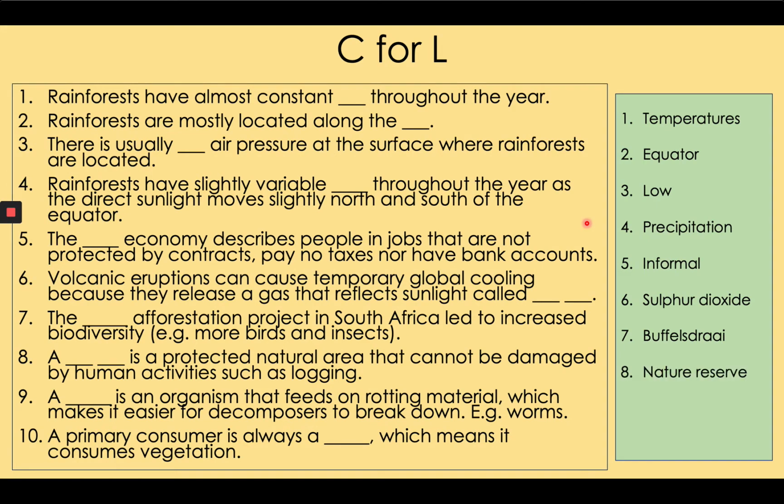8. A nature reserve is a protected natural area that cannot be damaged by human activities such as logging. 9. A detritivore is an organism that feeds on rotting material, which makes it easier for decomposers to break down. For example, worms are detritivores. 10. A primary consumer is always a herbivore, which means it consumes vegetation, not other animals.